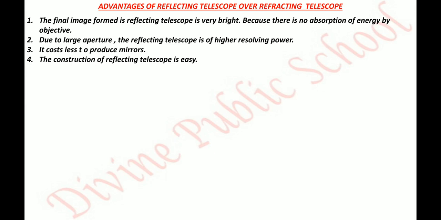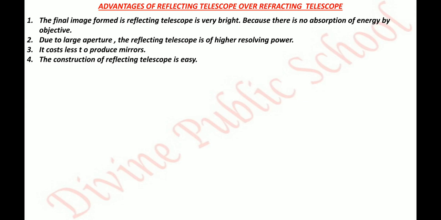So what we do, we replace the concave mirror with a parabolic mirror. A parabolic mirror has only one focus. Then what happens in the reflecting telescope? We use parabolic mirrors instead of concave spherical mirrors. So in that manner we decrease the spherical aberration.